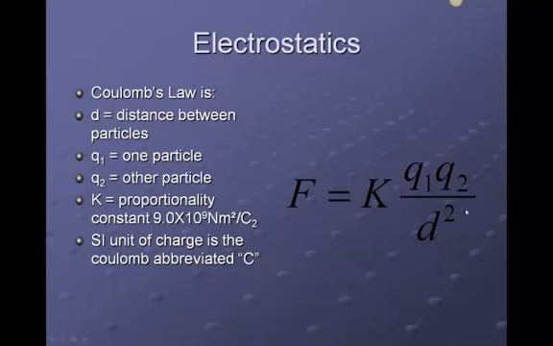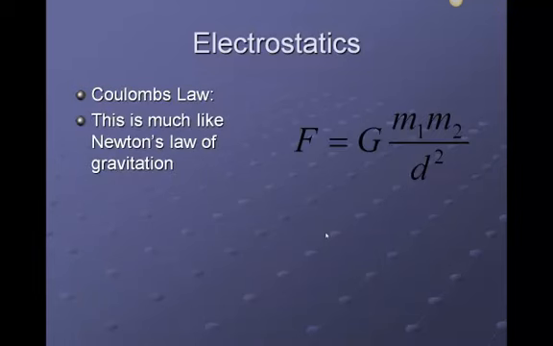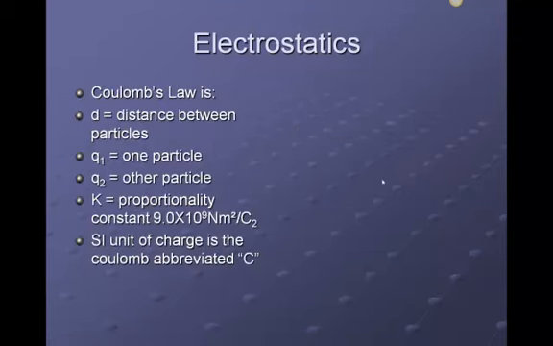The d is the distance again, like last time. If I go back over here real quick, where G was our constant over here, k is our constant now. Where we had mass 1 and mass 2, we now have the q's here: q1 and q2. So charge 1 and charge 2 instead of mass 1 and mass 2, and the distance between the charges.